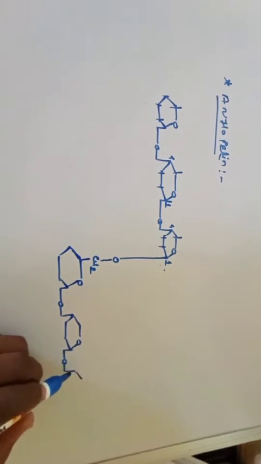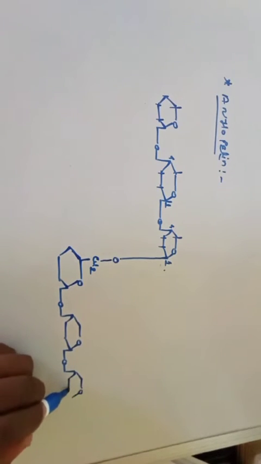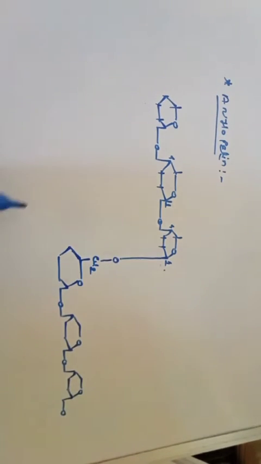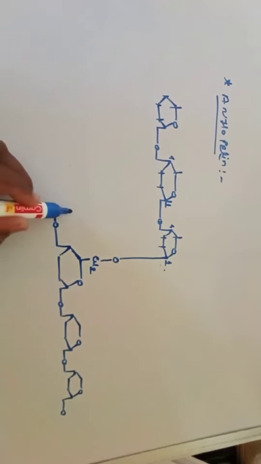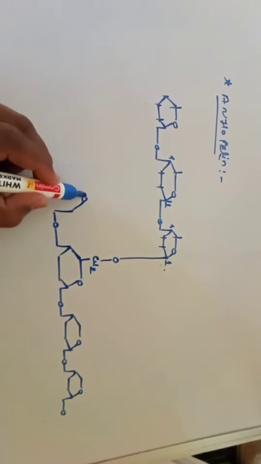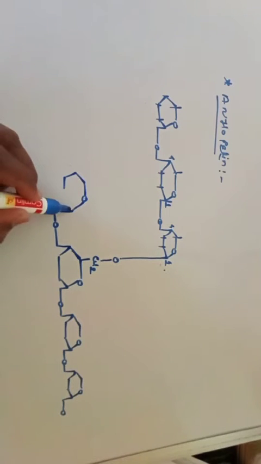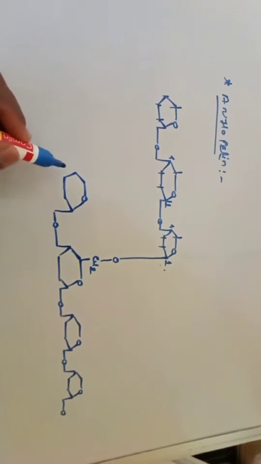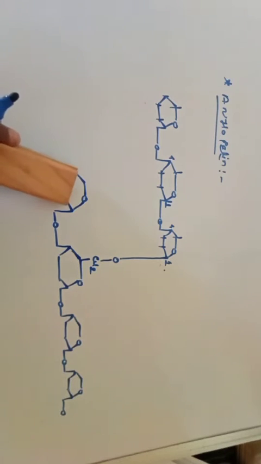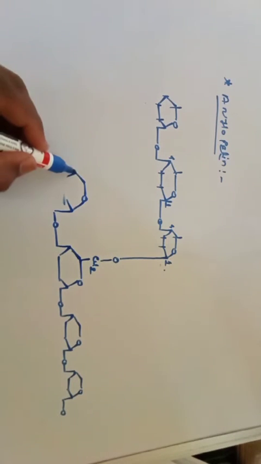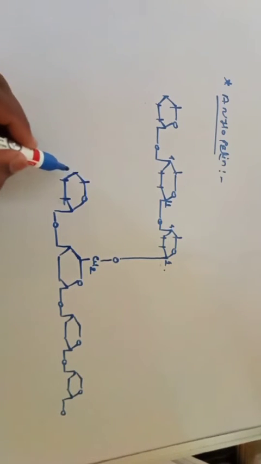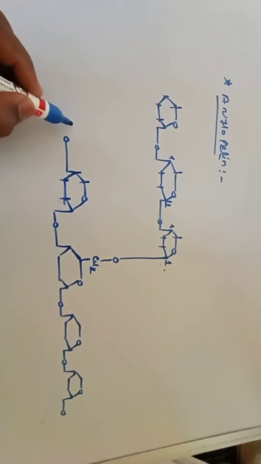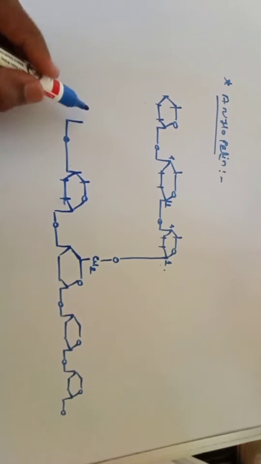Okay, like this, and this continues. So this is your 1,6 linkage again. If you see, this is also attached to this. So I will draw this. Like this again, it gives this.